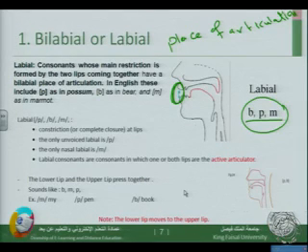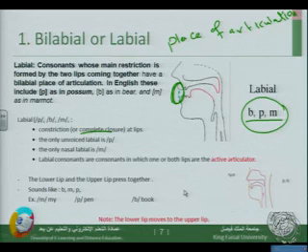B, P, M. So you can do it by yourself. Do it yourselves as well. So labial B, P, M: constrictions or complete closure at the lips. Complete closure, what does it mean? A total closure, at the lips. B, M, P. Now this first characteristic we said is bilabial.